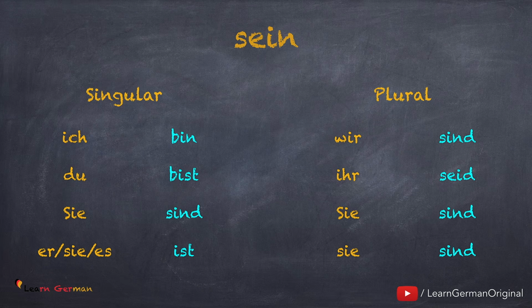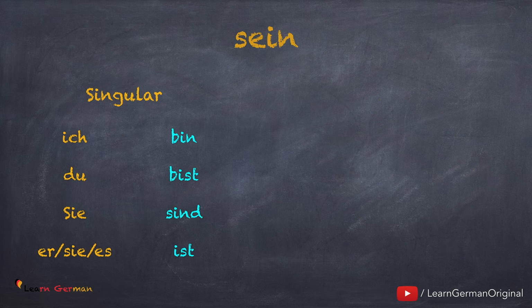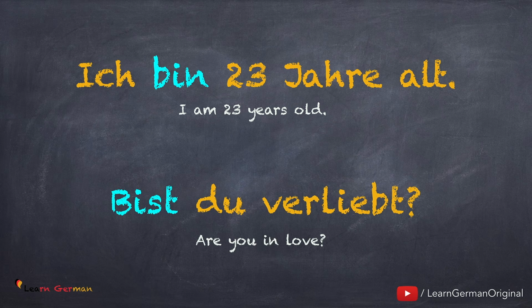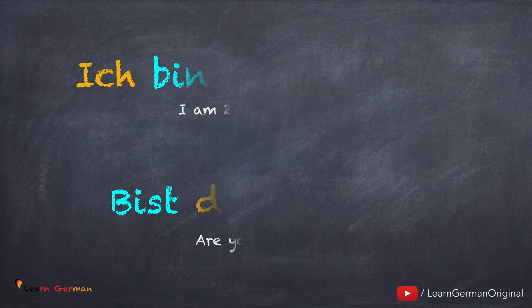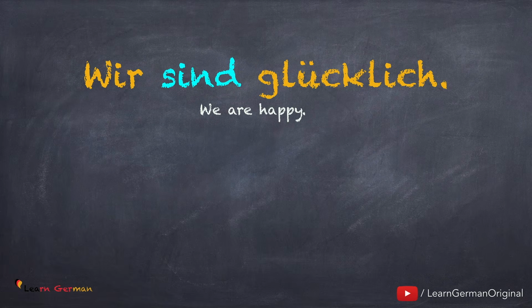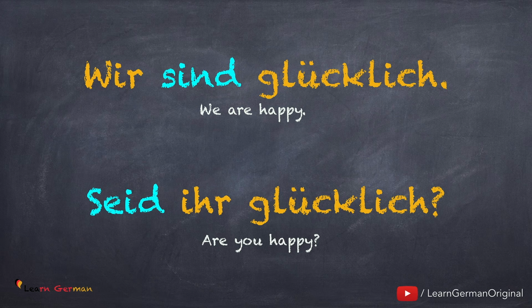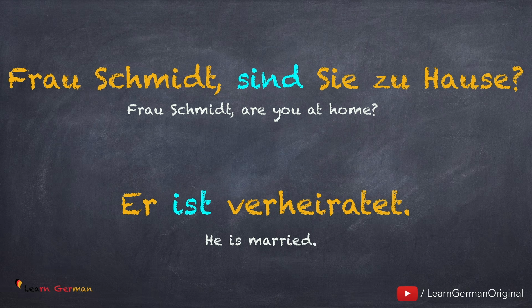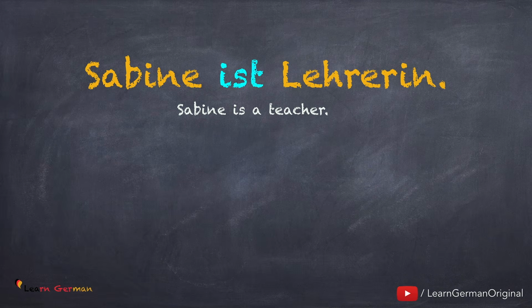Sein is a special verb. Unlike haben, there are no endings you have to consider. Here also, it is advisable to learn the conjugations as it is. Now let's look at some examples. Ich bin 23 Jahre alt. Bist du verliebt? Here also, please concentrate on the subject in the sentence and the verb being conjugated accordingly. Wir sind glücklich. Seid ihr glücklich? Frau Schmidt, sind Sie zu Hause? Ist verheiratet.